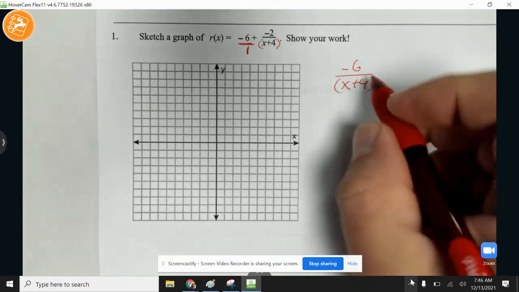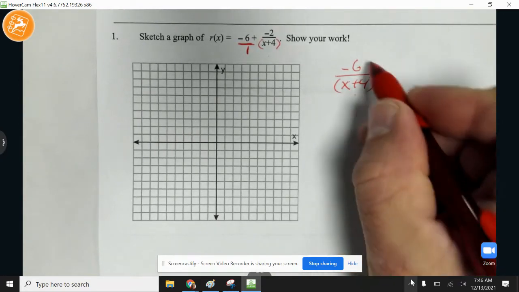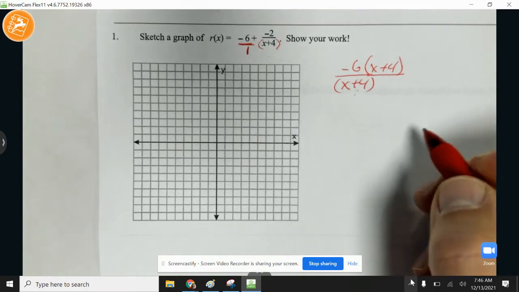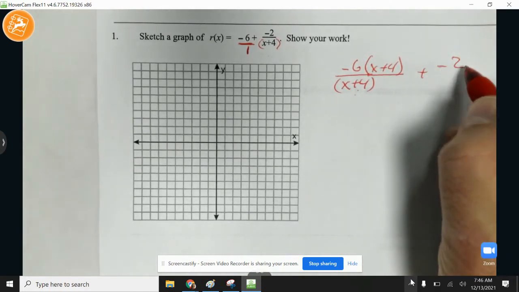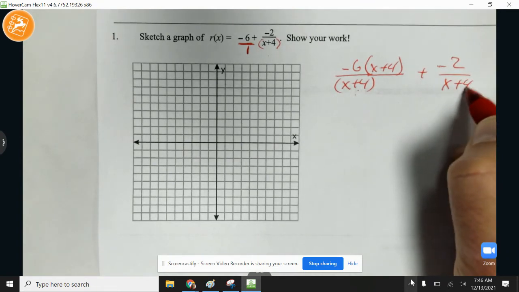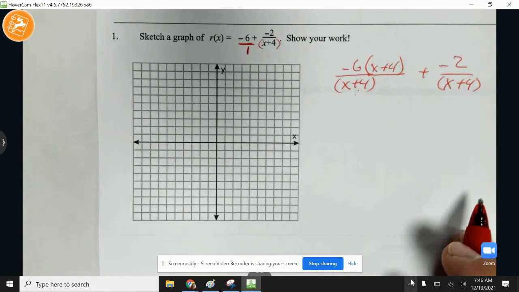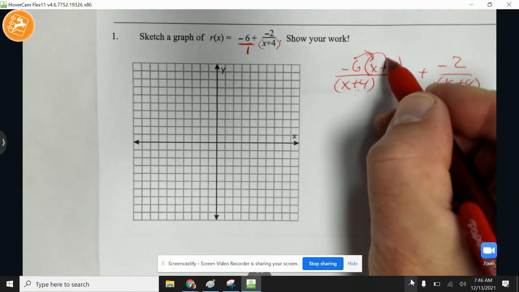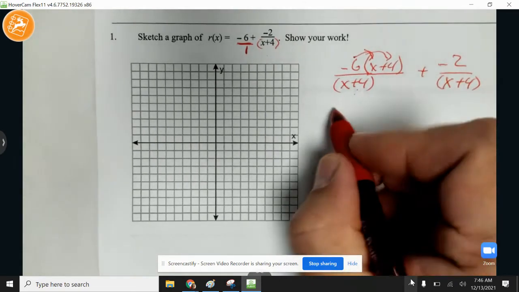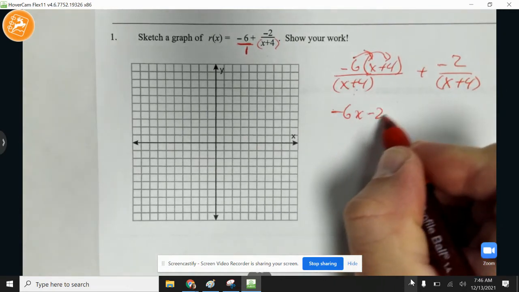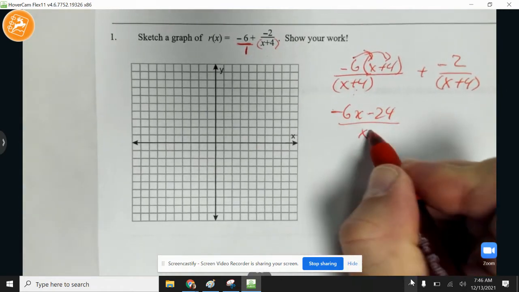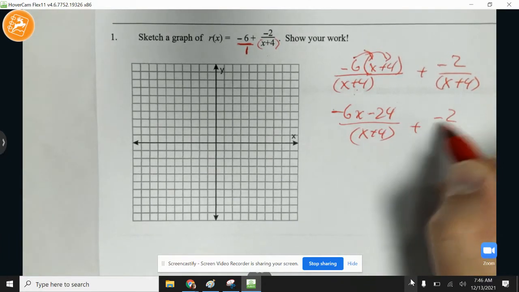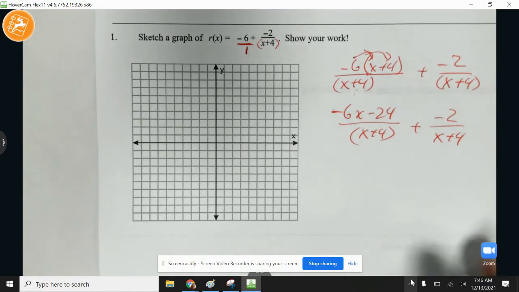And I have something on the bottom. Remember, I have to do the same thing on the top to keep the number the same. So I just go to x plus 4 here. I get plus minus 2 x plus 4. Okay, so if I multiply these across, I distribute them. I get minus 6x minus 24 all over x plus 4. And I get plus minus 2 over x plus 4.